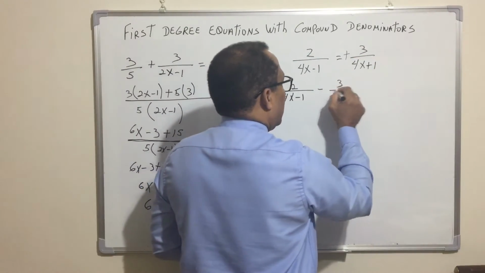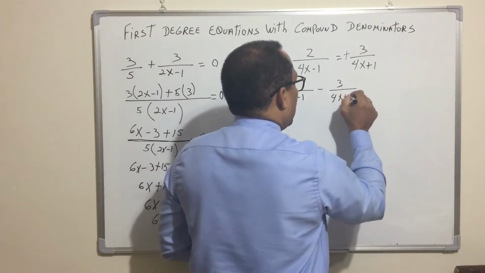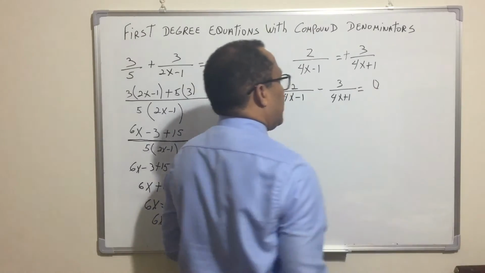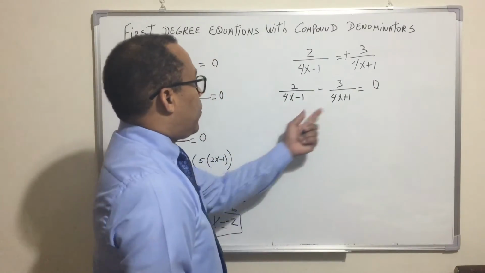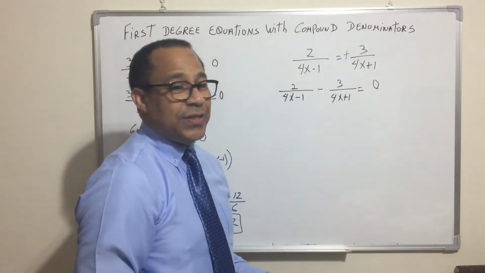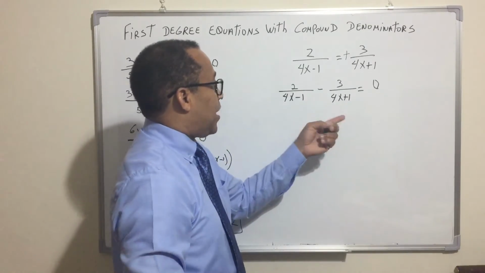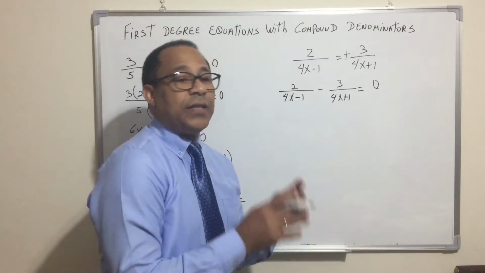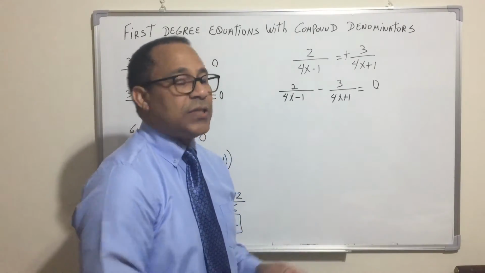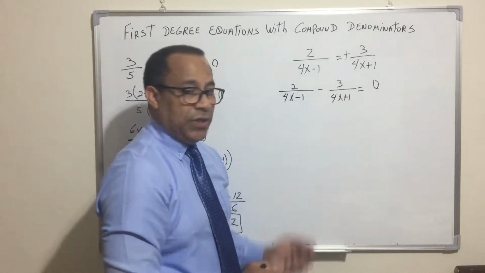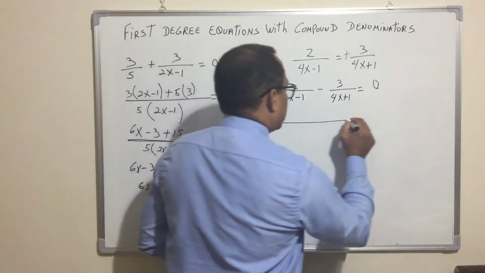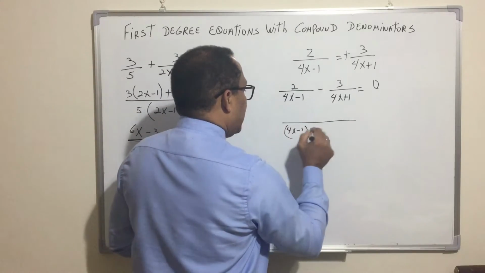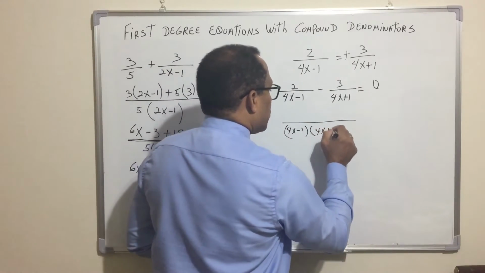Minus 3 over 4x plus 1 equals, nothing on the right side, will be 0. And now we are subtracting two fractions. But these fractions have compound denominators. Still, we are going to find the least common denominator, which is the product of the denominators. The product will be 4x minus 1 times 4x plus 1.